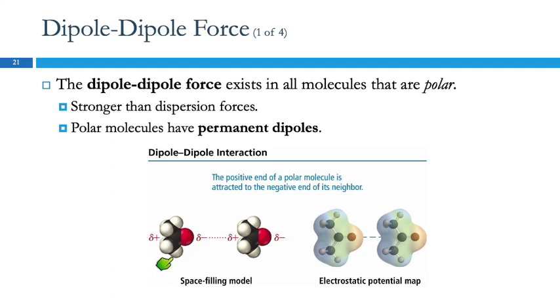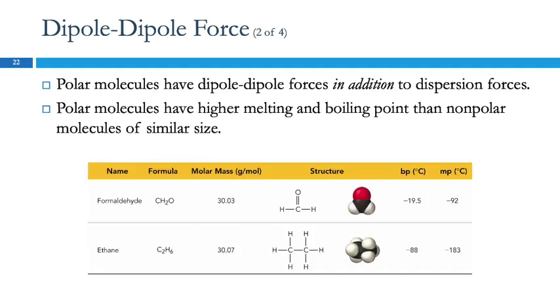Here, looking at a space-filling model of a polar molecule. This side of the molecule has a partial negative charge, and this side has a partial positive charge. The negative end of this one is attracted to the positive end of the other one. And so, that force is going to be stronger than dispersion forces. Remember that dispersion, everything has dispersion forces. So the polar molecules have dipole-dipole forces and dispersion forces. So we'll see that polar molecules have higher melting and boiling points than nonpolar molecules.